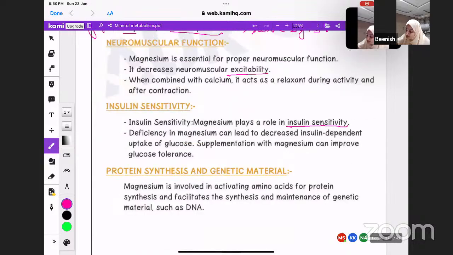About insulin sensitivity function, magnesium deficiency can lead to decreased insulin-dependent uptake of glucose. Supplementation with magnesium can improve glucose tolerance. So what is going to happen if there is decreased magnesium? Your cellular uptake of glucose, that is from the skeletal muscles and all that, is going to decrease. With supplementation of magnesium, you can increase glucose tolerance. So we see that magnesium plays an important role in insulin sensitivity. It is involved in increasing the cellular uptake of glucose.